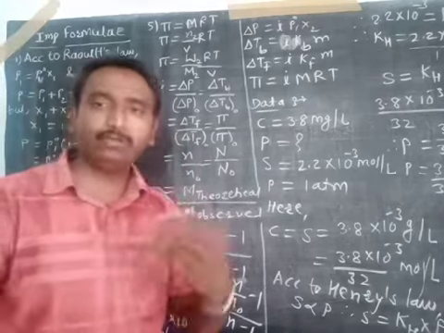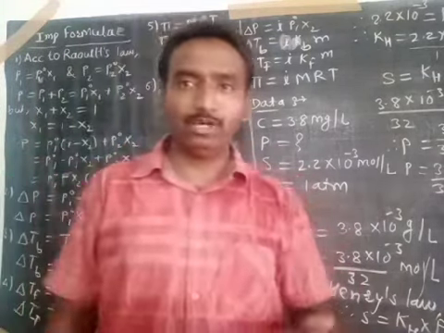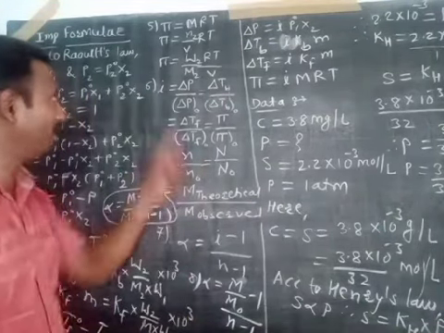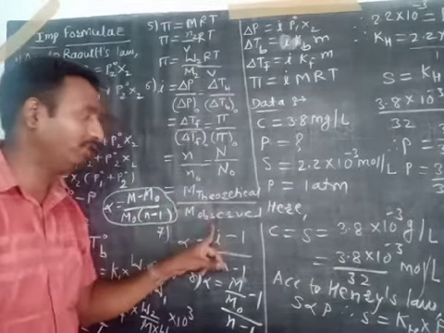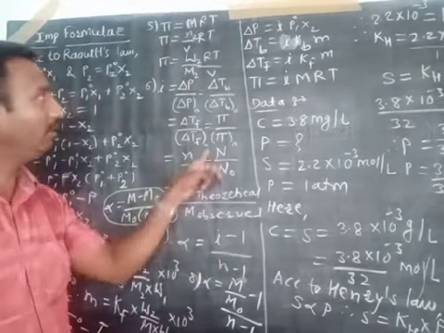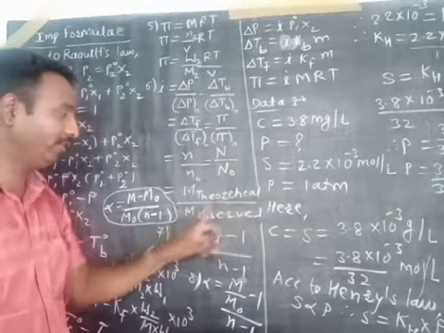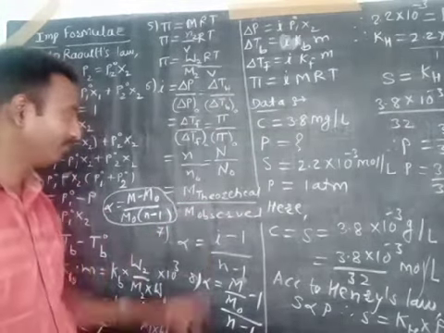Now, any colligative property inversely proportional to molar mass, then i becomes M theoretical upon M observed. Otherwise, for all, it is observed upon theoretical, but for molar mass, it is M theoretical upon M observed.